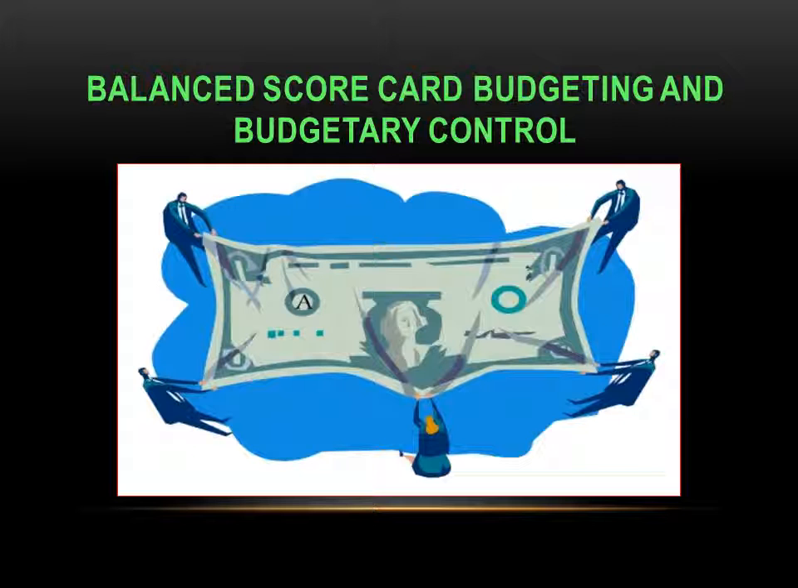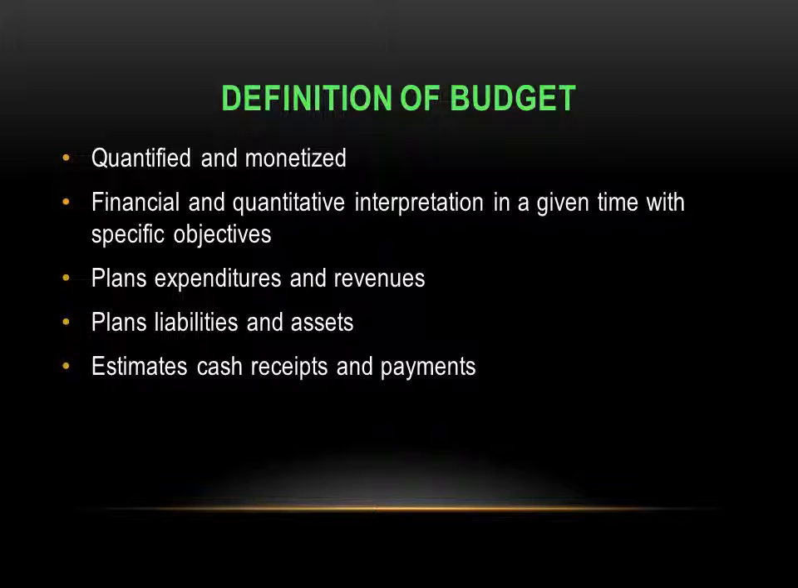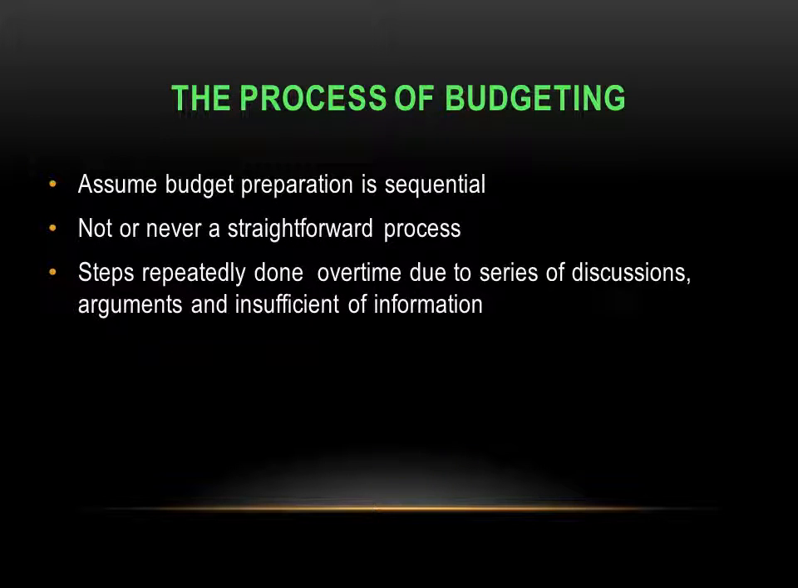Balanced scorecard, budgeting and budgetary control. Definition of budget: a quantified and monetized financial and quantitative interpretation in a given time with specific objectives. Plans, expenditures and revenues, liabilities and assets, estimates, cash receipts and payments. The process of budgeting: assume budget preparation is sequential, never a straightforward process. Steps are repeatedly done over time due to a series of discussions, arguments, and insufficient information.